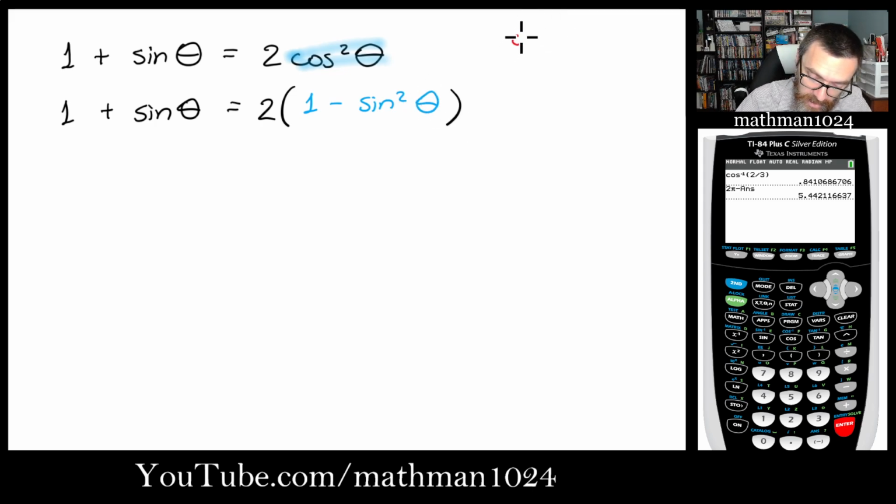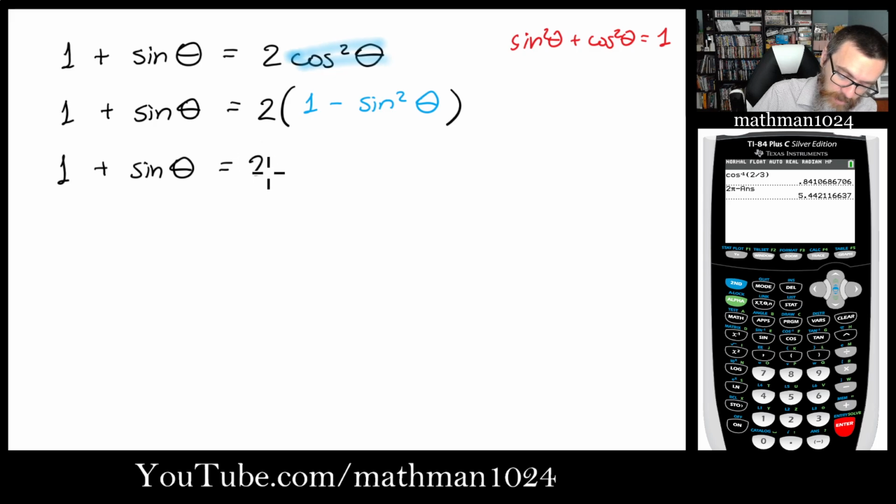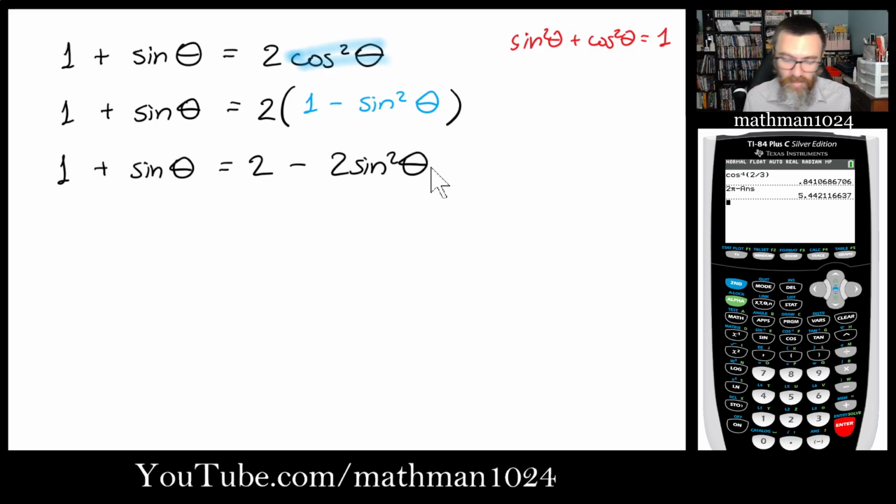So again, remember, sine squared plus cosine squared equals 1. And then we just manipulate this so that we can rewrite cosine squared. So we solve for cosine squared in our heads, and then we get that. All right, so now we need to distribute on the right. So we have 1 plus sine theta equals 2 minus 2 sine squared theta. Now the rest of this is about moving your terms so that you get everybody to the same side, because we're hoping that since it's quadratic in nature, maybe it'll factor, right?